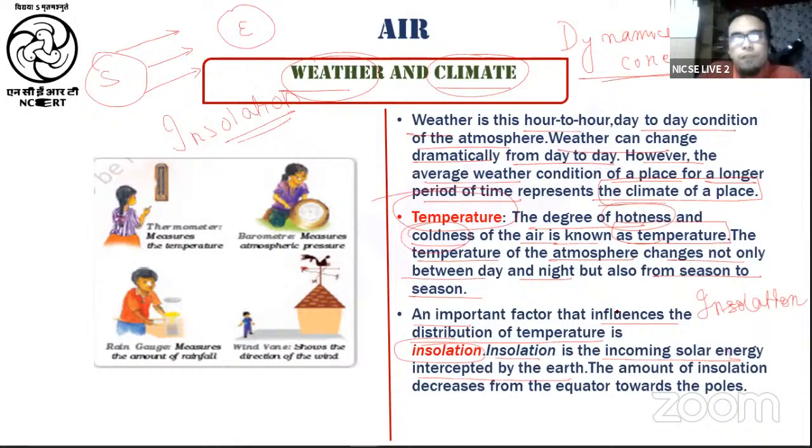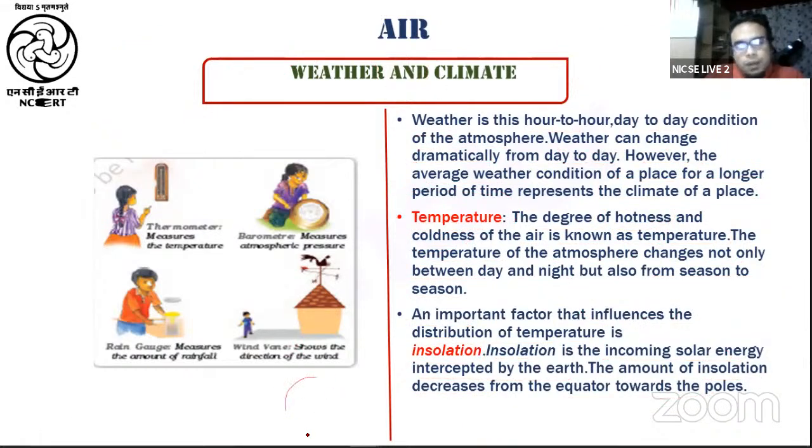Fine. So another important factor that influences the distribution of temperature is insolation. So what is insolation? Insolation is the radiation which is coming towards the earth, right? Which we call the sunlight, right? And the amount of insolation decreases from the equator towards the pole. What does this mean? It means that, see, this is the earth, right? So here we have the sun. Now the sun's radiation falls almost vertically at the equator, and as we move away from the equator, your sun rays will start to get oblique, or slanted, right?